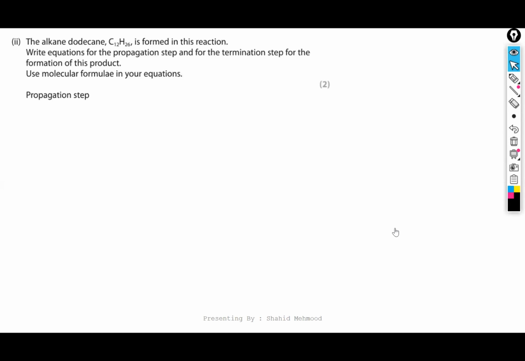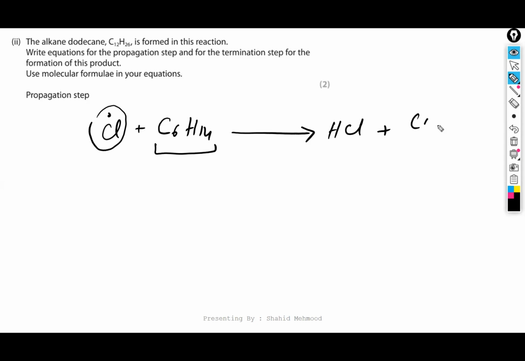The alkane dodecane, C12H26, is formed in this reaction. Write equations for the propagation step and for the termination step for the formation of this product. Use molecular formulae in your equation. For the propagation step, the chlorine free radical produced in the initiation step will react with hexane. Chlorine free radical is highly reactive, so it will take one hydrogen by force from hexane to form HCl. What is left over is C6H13 and a free radical.